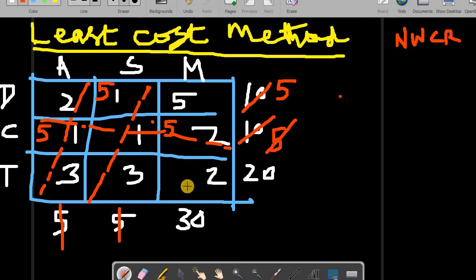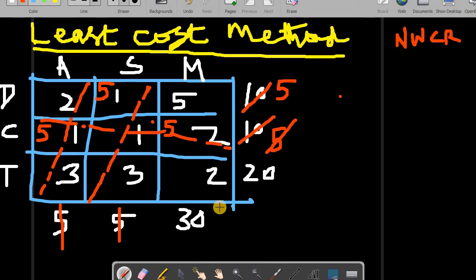These two cells are left out. Among this, which is the least cost cell? I told you that each and every time we have to give importance to the least cost cell only. So among them, 5 rupees, 2 rupees, this is the least cost. Am I correct? Before that, 5 units are given there.